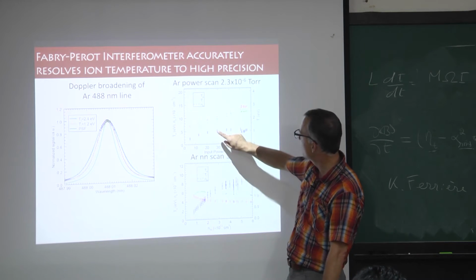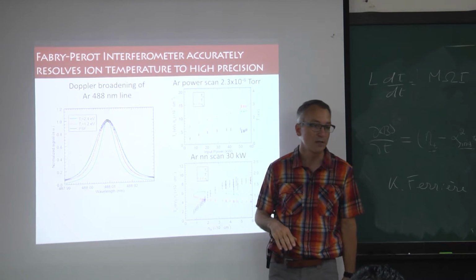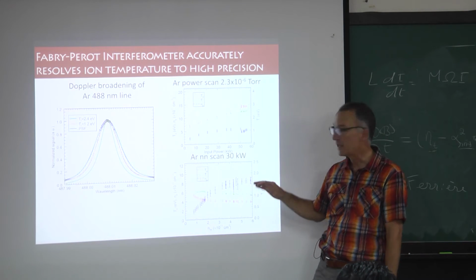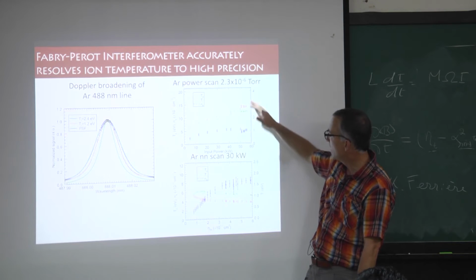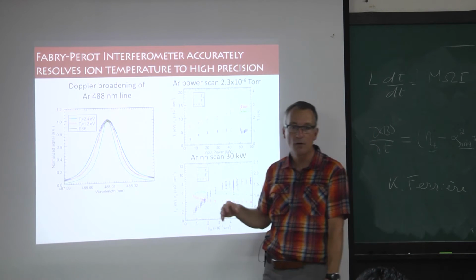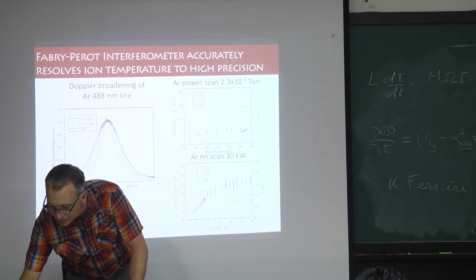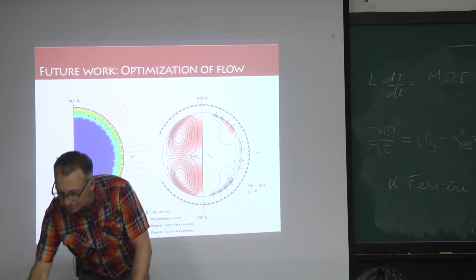As the power goes up, the ion temperature, which is measured here in green, goes up in argon. So for argon at high density, the ion temperature can be as high as several eV. So we measure the ion temperature in real time. So now, where are we going with this?